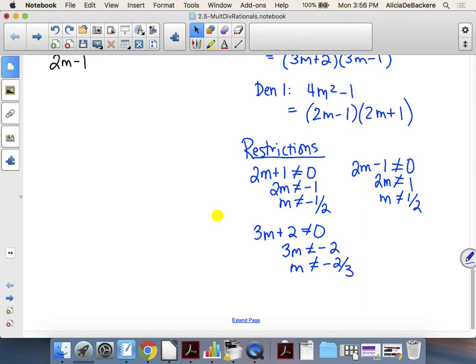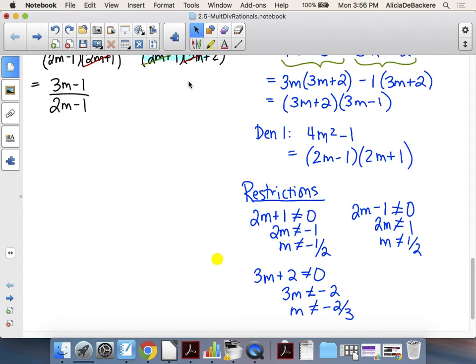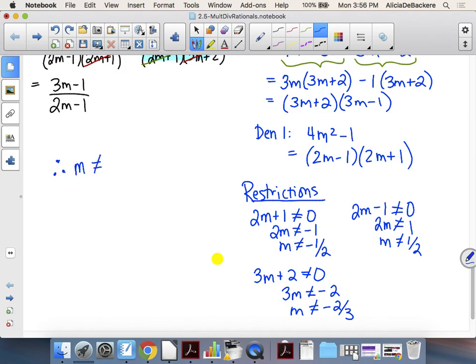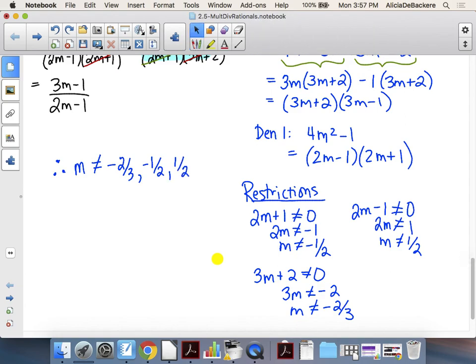Some of you will get faster at seeing those fractional restrictions. There is a bit of a pattern there, so if you can find that, it'll save you a bit of time. Then I'm going to summarize all of my restrictions together, and I'm going to put them in order from the smallest one to the biggest one. So negative 2/3 is the smallest, and then negative 1/2, and then positive 1/2. And that's it for today's lesson.